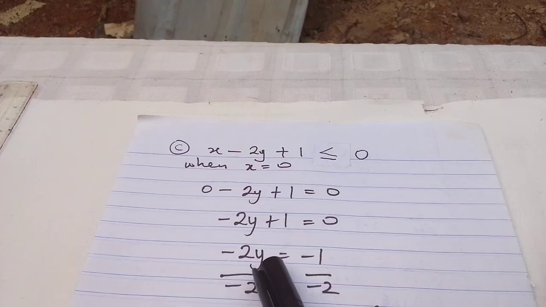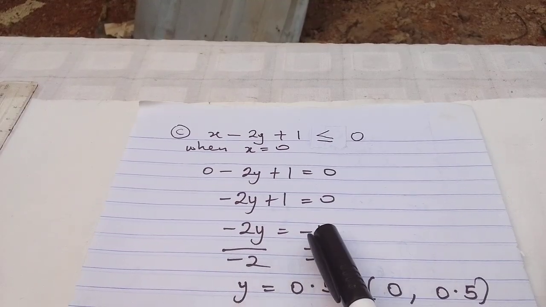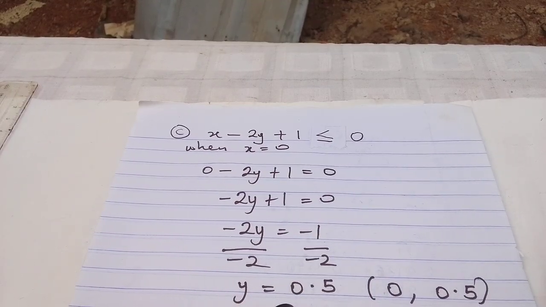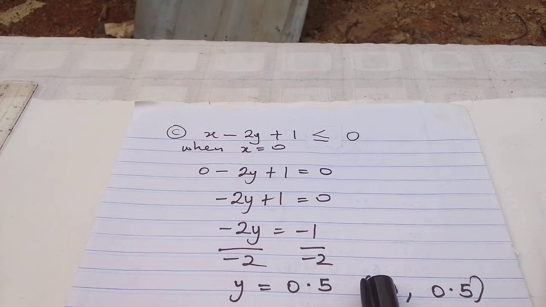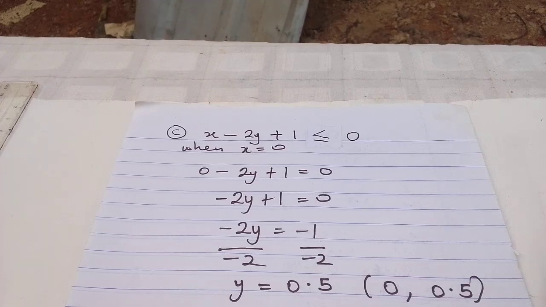So that we are left with what? Only y here. Minus divided by minus is plus, 1 over 2, which is the same thing as 0.5. So it means that when x is 0, y is 0.5.